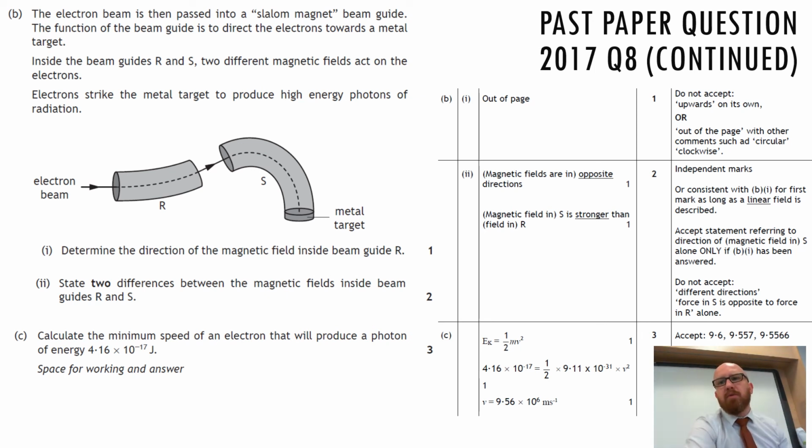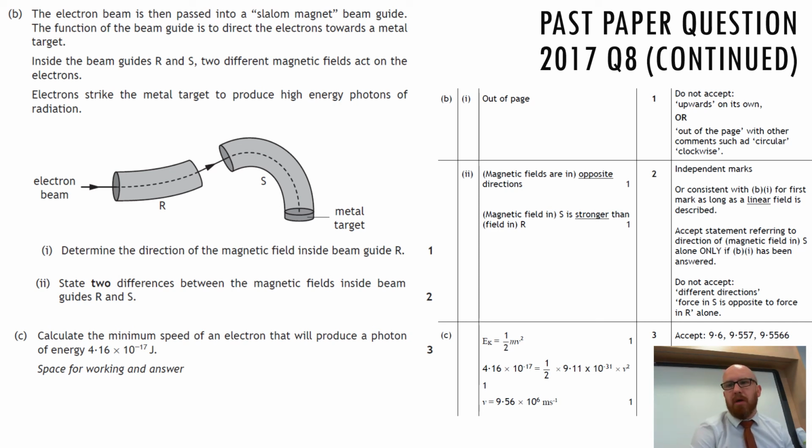State two differences between the magnetic fields inside beam guides R and S. Now R was bringing it up, S was bringing it down, so the magnetic field must be in the opposite direction to that in R. S must have an opposite magnetic field to that in R because it's bringing it down rather than up. So magnetic fields are opposite in direction, but also it's bringing it down quicker. If it's bringing it down quicker and it's a much tighter circle, the magnetic field must be stronger, so it's stronger as well.